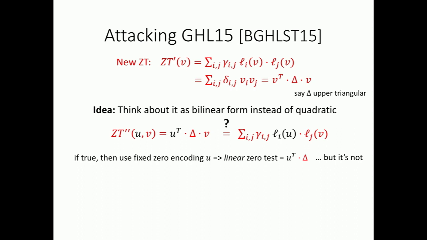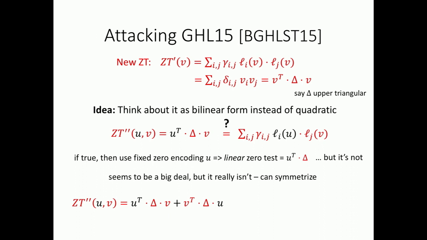The first time you think about it, you're like, well, of course, it's a quadratic function of a single input vector, so you cannot just make up a new set of inputs and make it make sense. But it really isn't. It's actually very easy to make this thing symmetric. Instead of just taking u transpose delta v, you can also take the opposite function, so v transpose times delta times u. Then all these elements that were missing here are actually going to appear twice here, and vice versa.